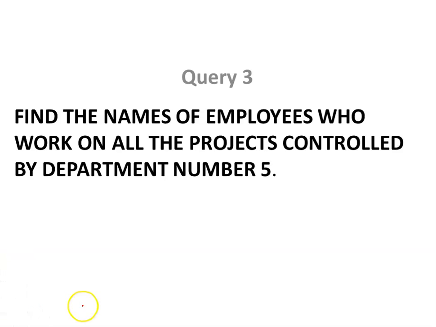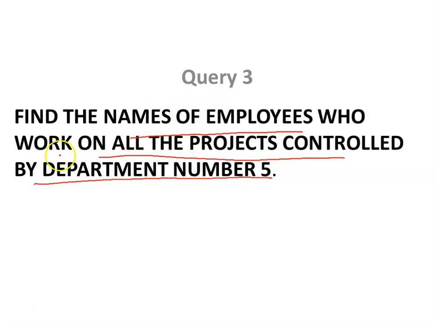In this query, you have to find the name of employees who work on all the projects controlled by department number 5. So basically what the query says is, there's a department where the department number is 5. You have to find out all the projects that are handled by department number 5.